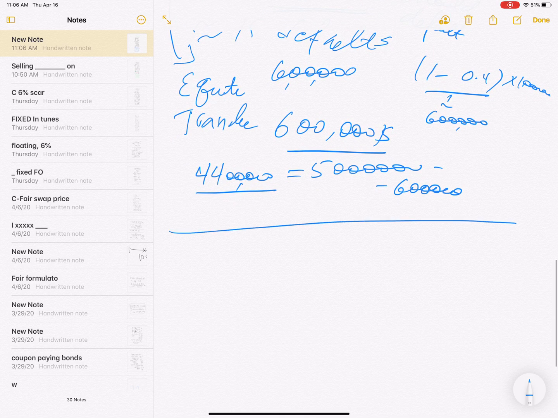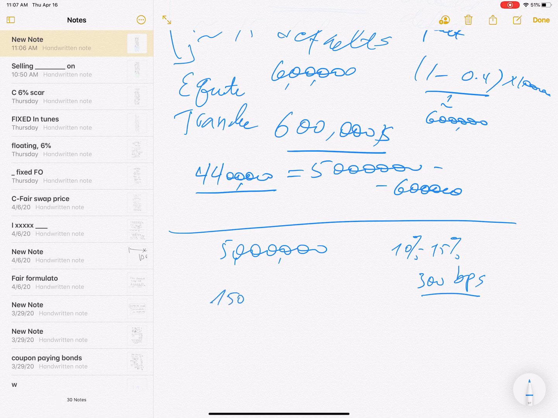So let's say you have $5 million in protection, right, between 10 to 15, and let's say the buyer agrees to pay 300 basis points for protection. How much will the buyer pay per this 5 million? He's going to pay $150,000 per annum.